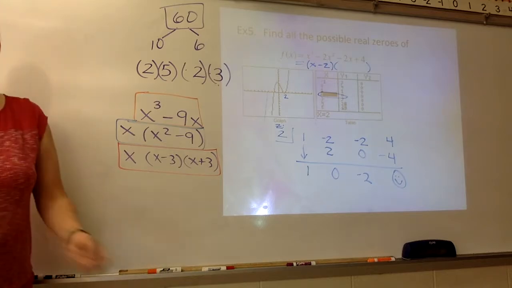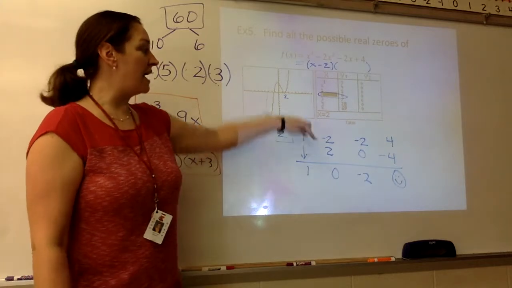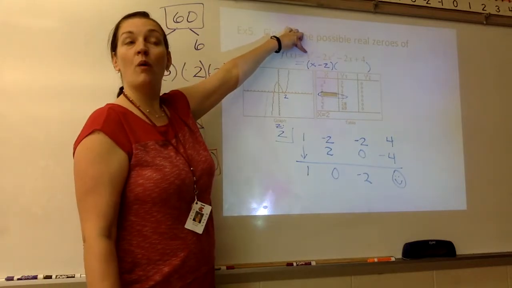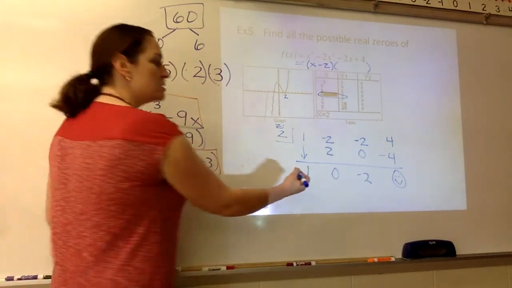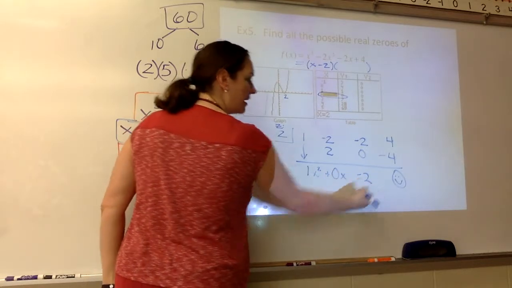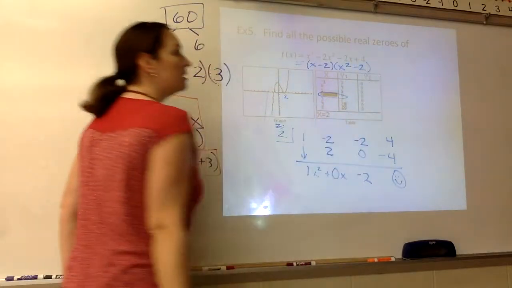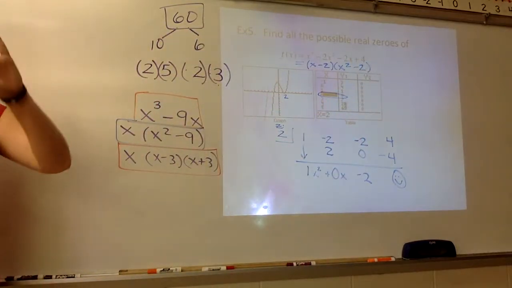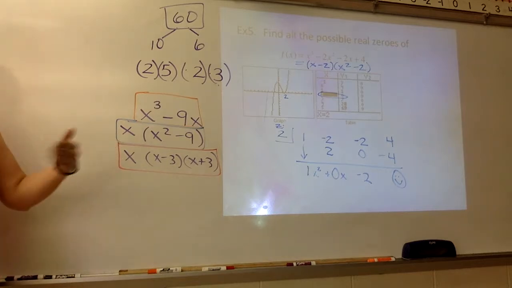There it is. What the heck does this mean? Well, if the highest power was x cubed, when I use synthetic division, this reduces everything by 1 power. So this becomes 1x squared plus 0x minus 2, which means x squared minus 2 is the next step of broken down once I've factored out the x minus 2.